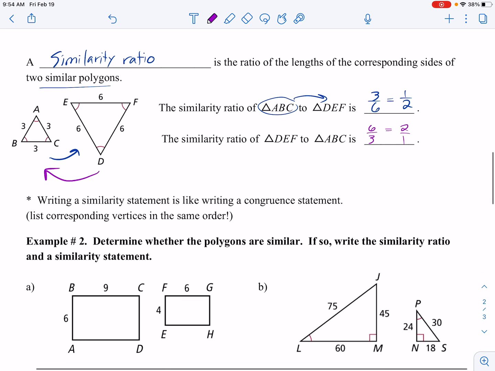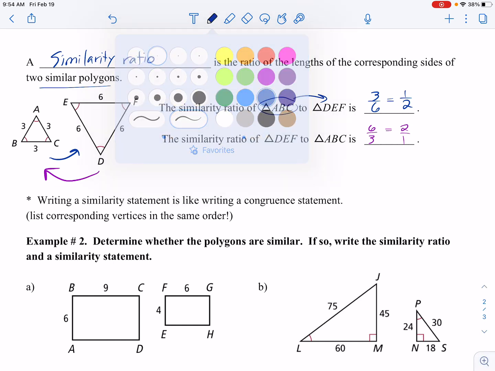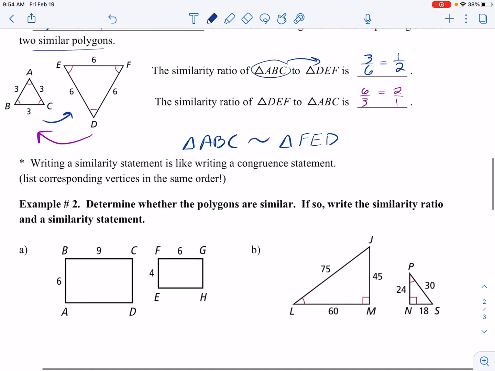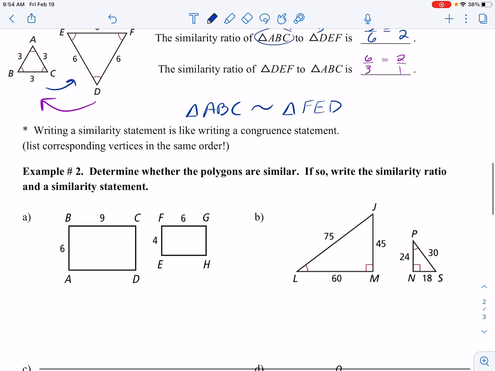Writing similarity statements is like writing a congruence statement. List the corresponding vertices in the same order. So that would look like this. Triangle ABC is similar to triangle, and all of the angles are the same, so it really doesn't matter where you list them here. Triangle FED, they're all congruent. You could have said DEF. Because everything's the same there, it does not matter the order. If the angles were different, then you would need to make sure you write the vertices or the angles in the correct order.